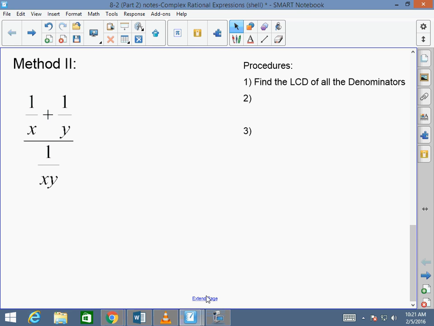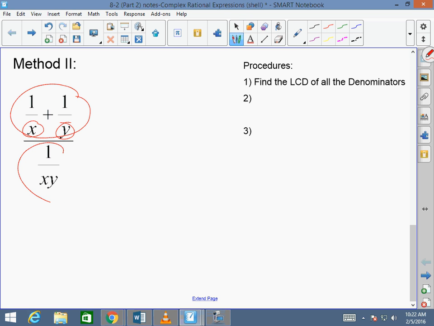Number 1, find the LCD of all the denominators. Remember that this numerator has x and y as denominators. This denominator of the complex fraction has xy as a denominator. I like to call this the grand LCD. That's just a name I made up to remind myself I'm looking for the LCD of everything. So if I look for the LCD of every single denominator here, it's xy.